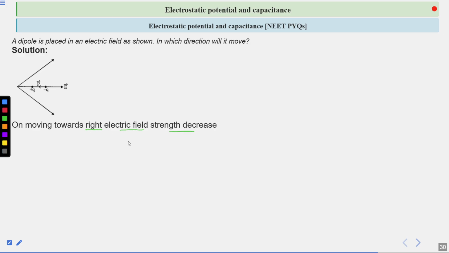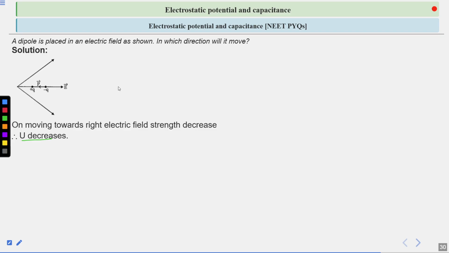This is because the electric field is inversely proportional to r square for a point charge. It is a point source, right? The electric field produced due to a point source is inversely proportional to r square. So the electric field will decrease as we move away from this point charge. Since the electric field is decreasing, the potential energy will also decrease. So U decreases.